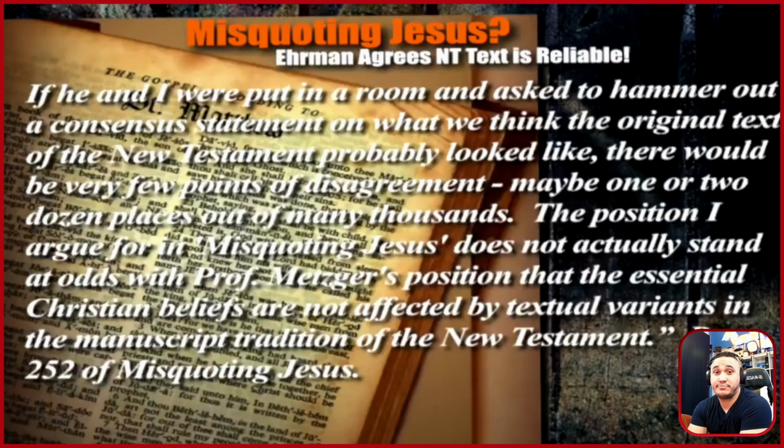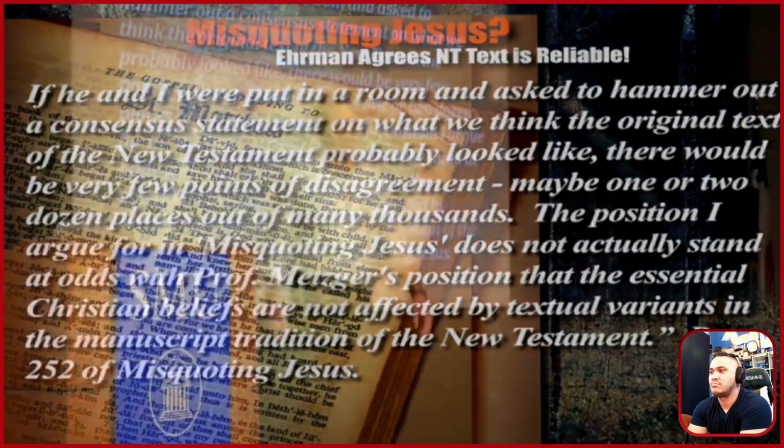What are they in agreement on? If he and I were put into a room and asked to hammer out a consensus statement on what we think the original text of the New Testament probably looked like, there would be very few points of disagreement, maybe one or two dozen places out of many thousands. The position I argue for in Misquoting Jesus does not actually stand at odds with Professor Metzger's position that the essential Christian beliefs are not affected by textual variants in the manuscript tradition of the New Testament.